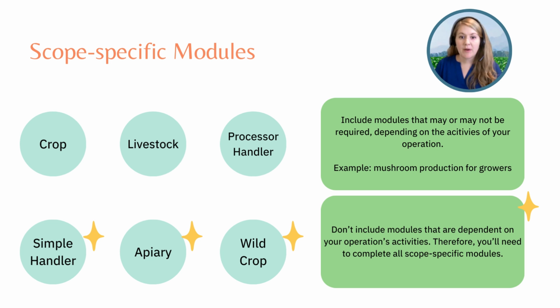A note about the scope-specific modules section. The crop, livestock, and processor handler OSPs include modules that may or may not be required depending on your operation's activities. For example, mushroom production for growers. If you're a grower filling out your OSP and you don't produce mushrooms, you don't have to submit the OSP mushroom module. On the other hand, the simple handler, apiary, and wild crop scopes don't include modules that depend on the activities of an operation, and therefore all modules in these OSPs do need to be completed by these operations.